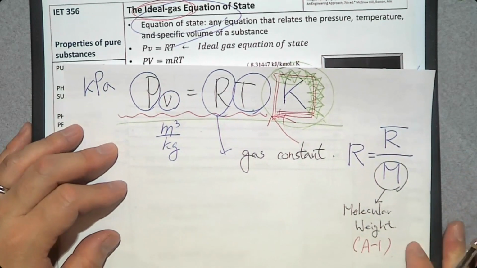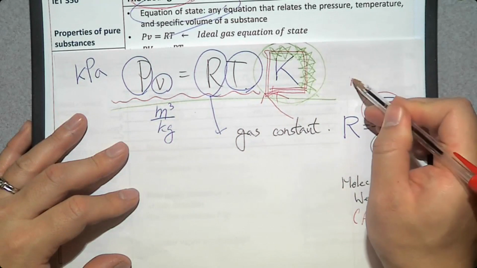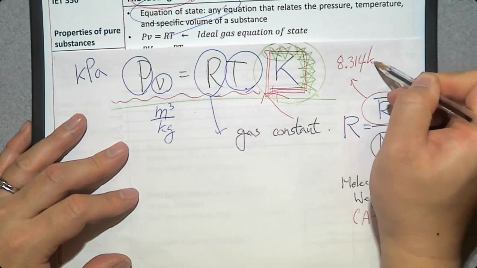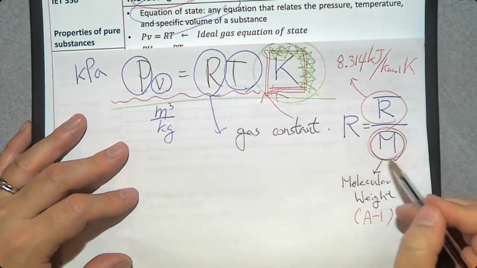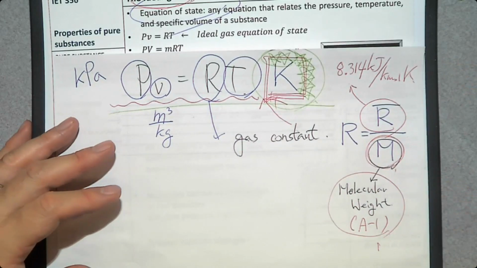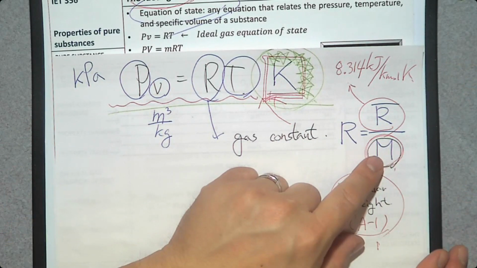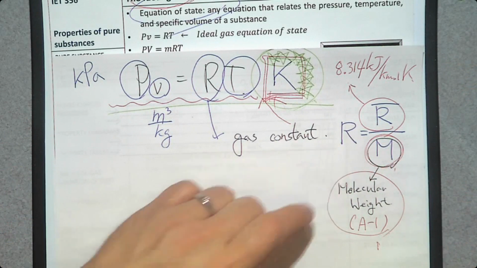And this R bar is the universal gas constant. It is always the same value, 8.314 kilojoule per kilomole Kelvin. And this M can be found from table A1. So if you have a gas, let's say oxygen or nitrogen, you can find the molecular weight of oxygen and nitrogen and use this equation to determine this gas constant.